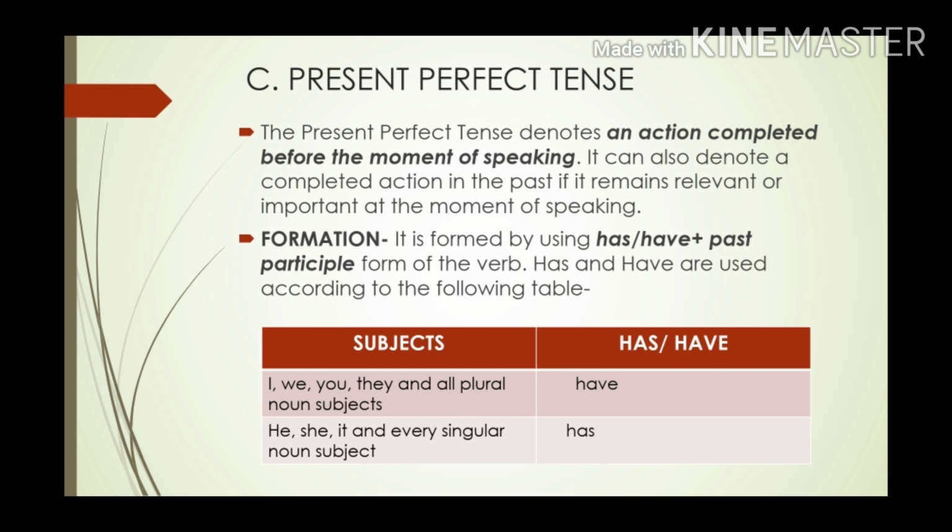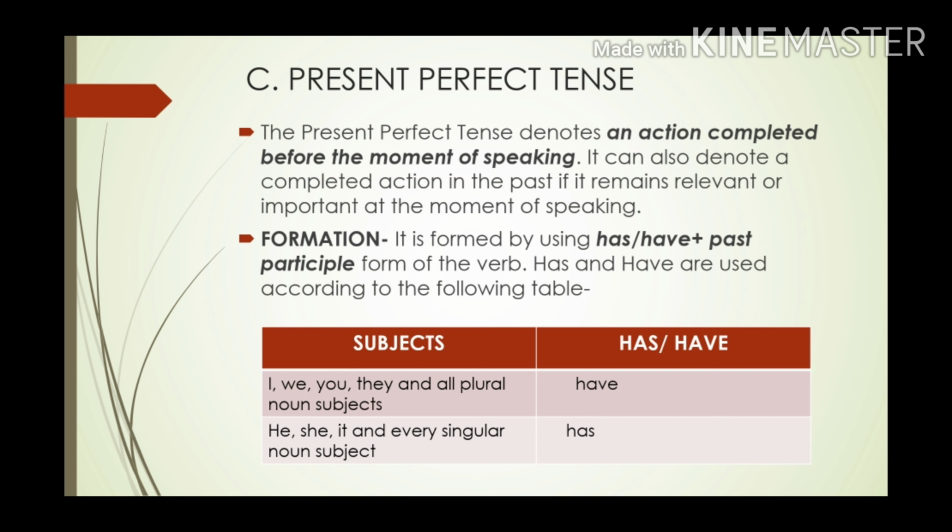Now let's talk about present perfect tense. Present perfect tense denotes an action completed before the moment of speaking. Means something that has just happened or just been completed.